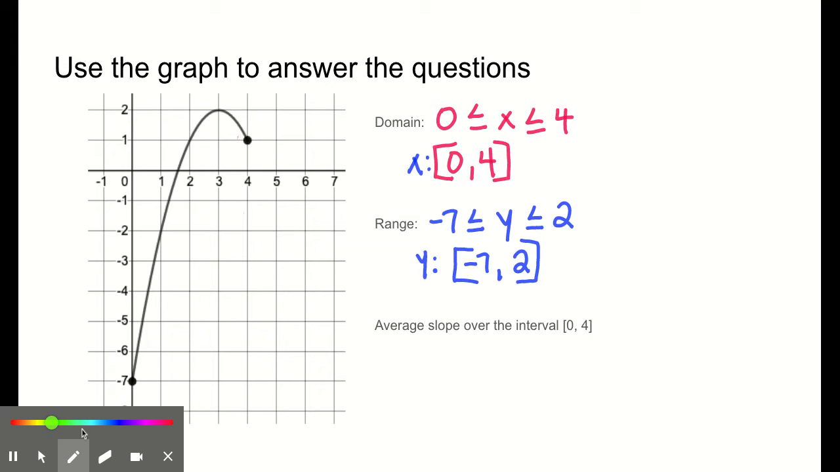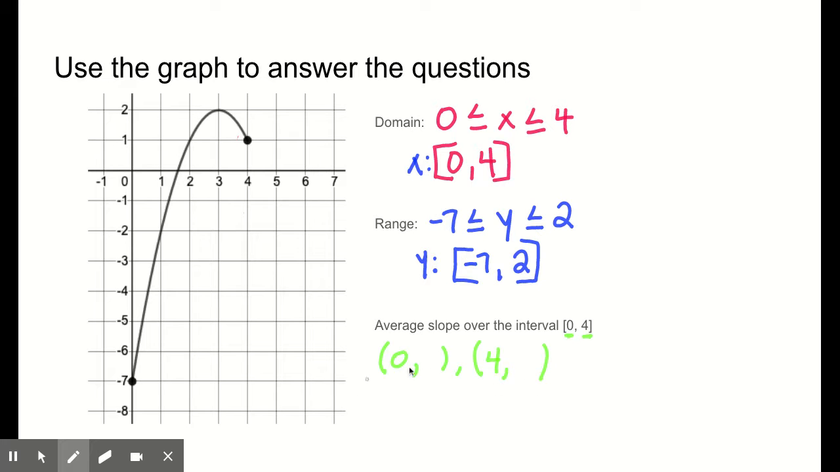All right, so for the average slope over the interval, we're given the x values, 0 and 4. Now remember that those give us the x values of the two ordered pairs that we have to find the slope of or between. So where x equals 0, well, this is where x equals 0. So I go down to that point, and that's the point right here. And the coordinates of this point are 0, -7. To where x equals +4, +4 is here. Well, that's this point here. And the coordinates of that point are +4, +1.